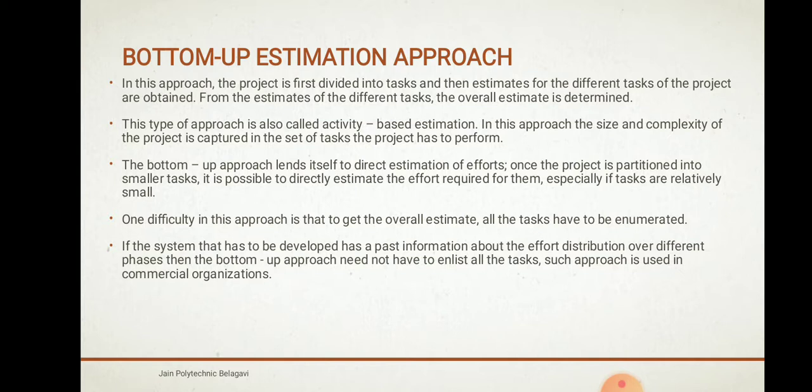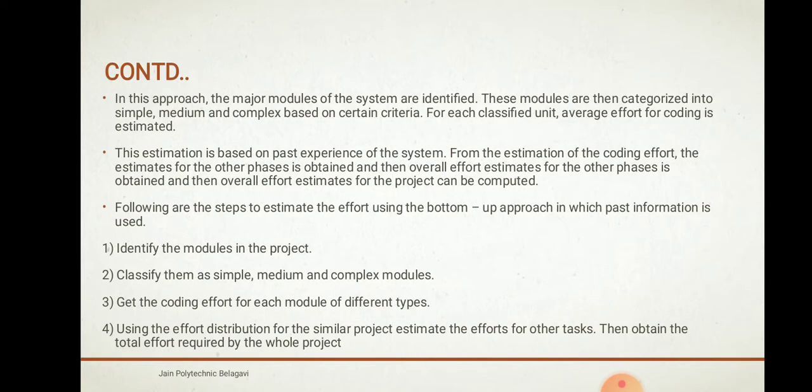One difficulty in this approach is that to get the overall estimate, all the tasks have to be enumerated. If the system to be developed has past information about the effort distribution, then the bottom up approach need not enlist all the tasks. Such an approach is used in commercial organizations. In this approach, the major modules of the system are identified and categorized into simple, medium and complex. This estimation is based on past experience. From the estimate of coding effort, the effort estimates of the other phases are obtained.